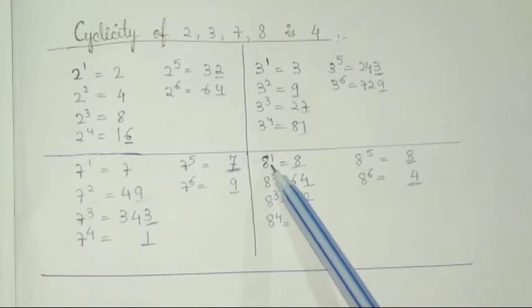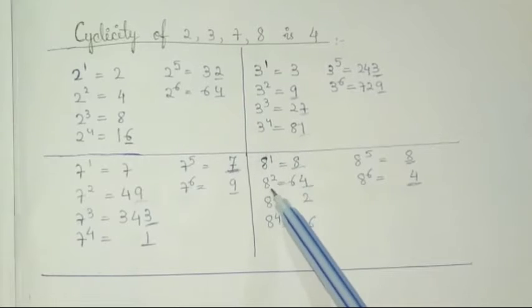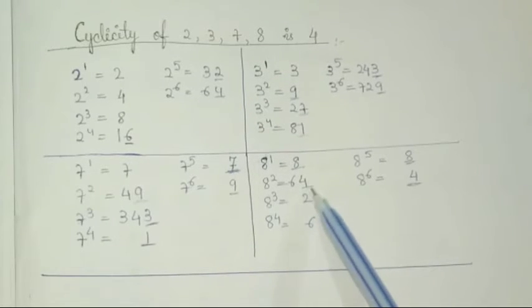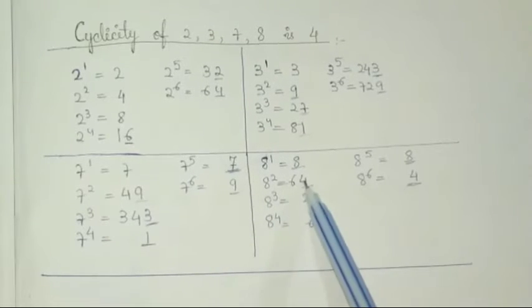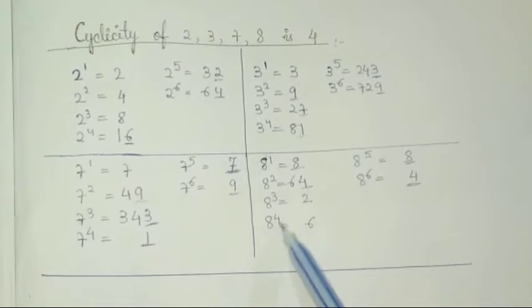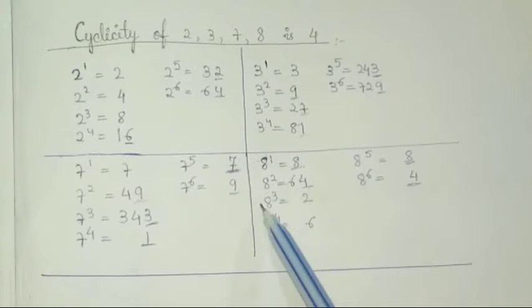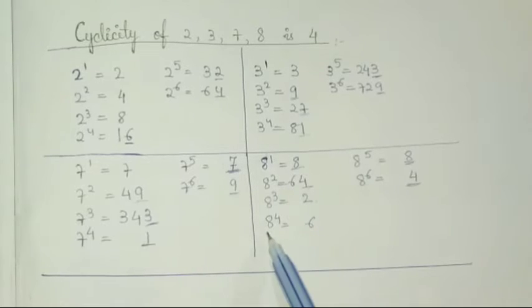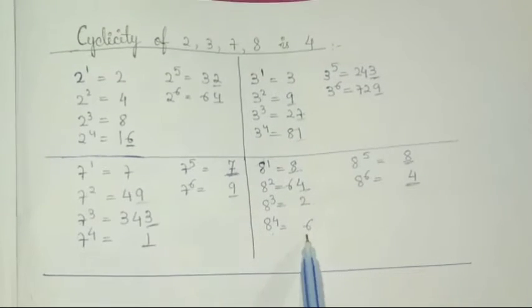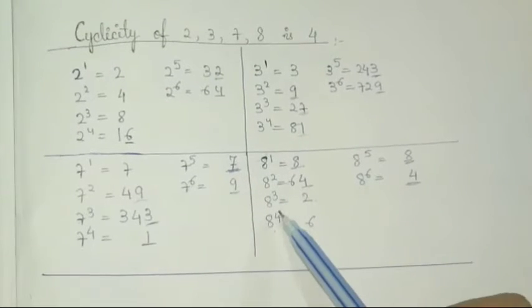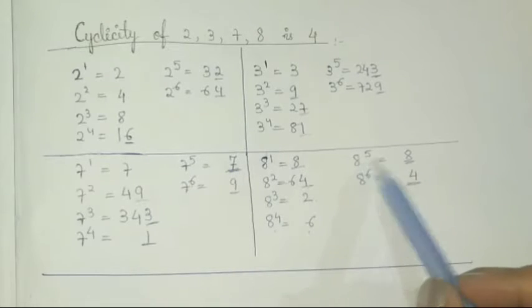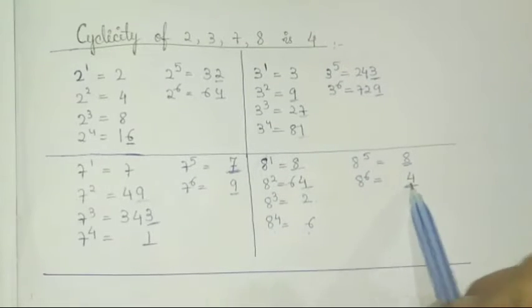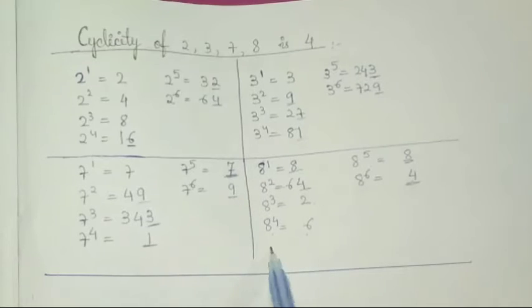Similarly for 8, 8 to the power 1 is 8, 8 squared is 64, its unit digit is 4, 8 cubed is 512, its unit digit is 2, and 8 to the power 4 is 4096, its unit digit is 6. After the fourth power of 8, we can see that the unit digit is repeating itself. So similarly for 8 also the cyclicity is 4.